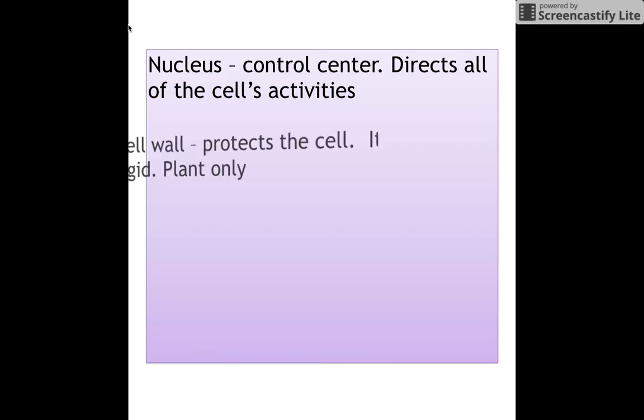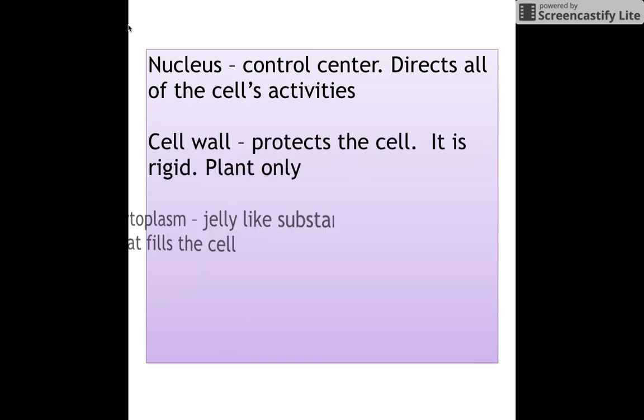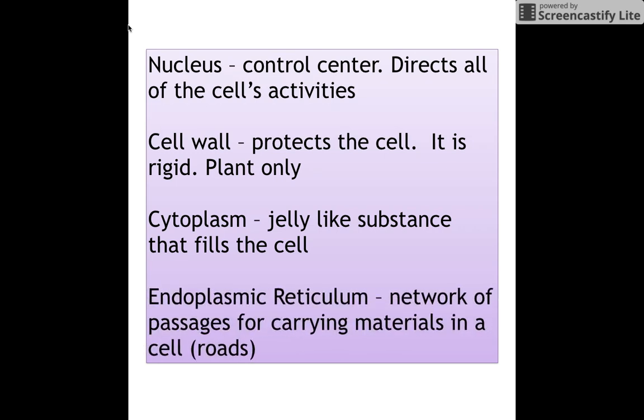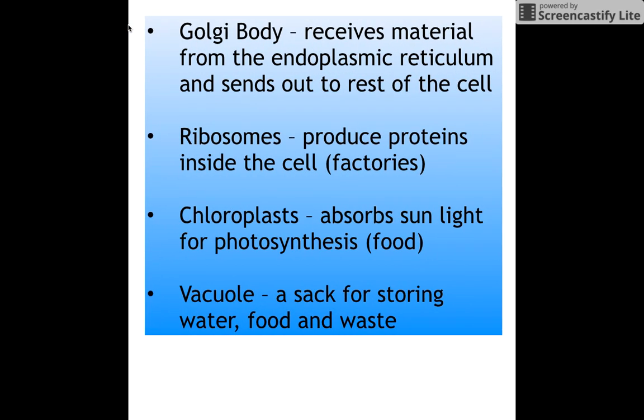So let's break down a few of these cell parts. The nucleus, of course, is the control center. It's like the brain of the cell. The cell wall, exactly as the name suggests, is a wall around plant cells. It protects the cell. It's very rigid. Cytoplasm is the jelly-like substance that fills the cell. The endoplasmic reticulum is a network of passages for carrying materials in the cell, similar to a road or highway system. The Golgi body receives material from the endoplasmic reticulum and sends it out to the rest of the cell. Ribosomes produce proteins inside the cells, similar to a factory.